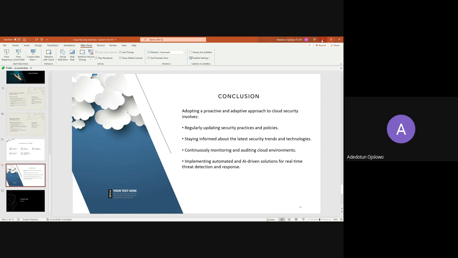We really need to adopt a proactive and adaptive approach to cloud security. And like I said, we regularly need to update our security practices. Also, as cloud security engineers, or if you have a cloud security interest, you have to ensure that you are staying informed about the latest security trends and technologies. Because the things that were done previously will not be the way things are done in the future.